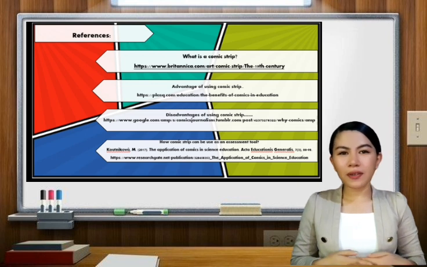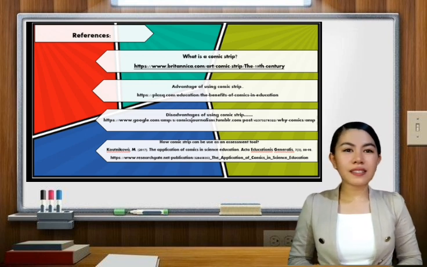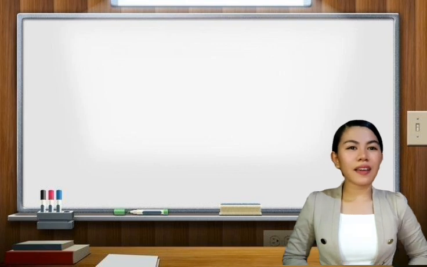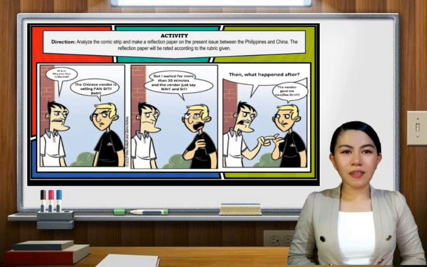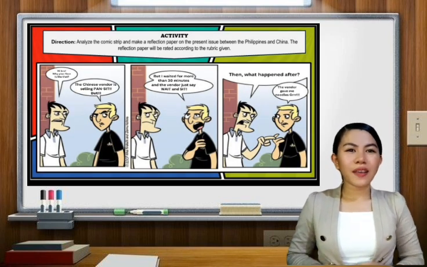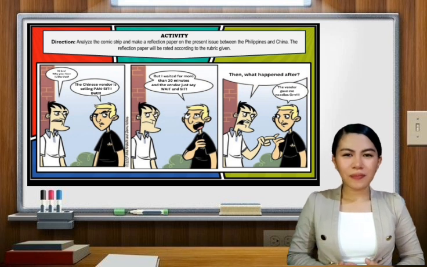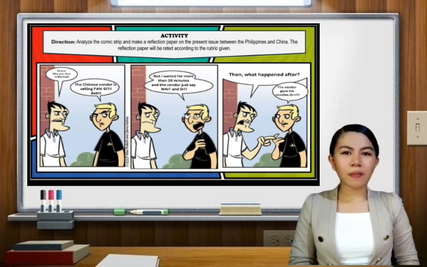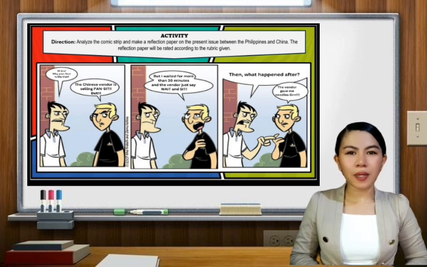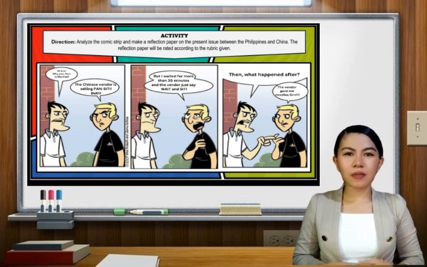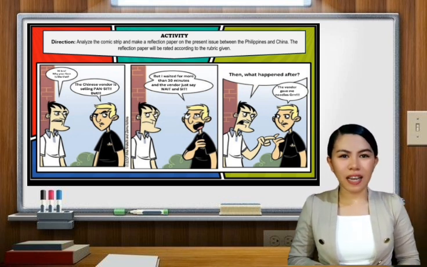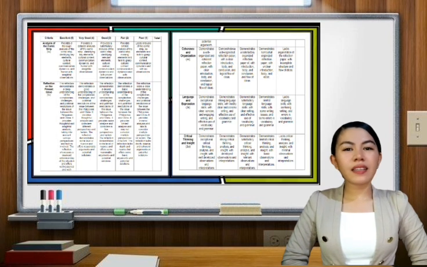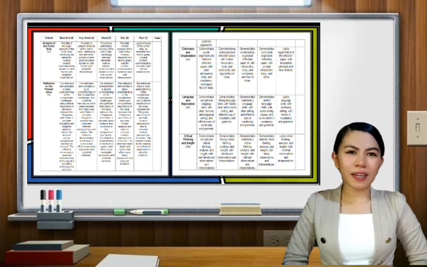So, before we end, here are the references of our today's discussion, and we have an activity before we end, and you can do that at home. Direction: analyze the comic strip and make a reflection paper on the present issue between the Philippines and China. The reflection paper will be rated according to the rubric given.